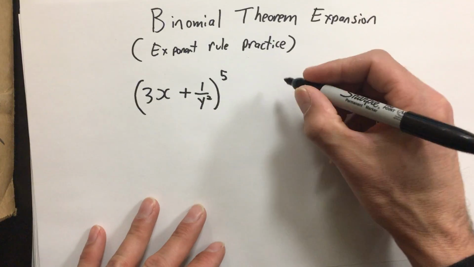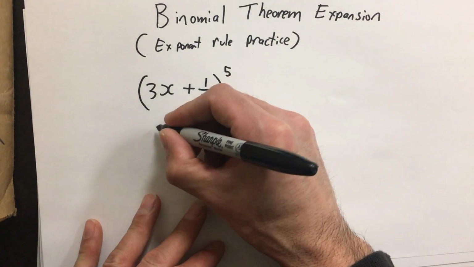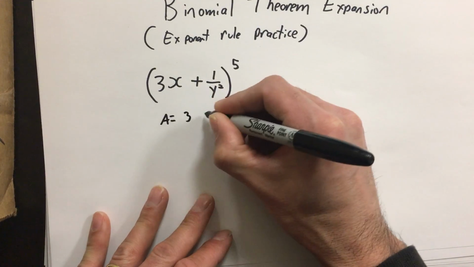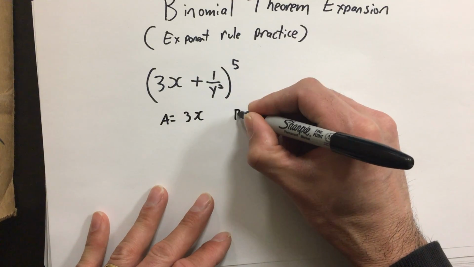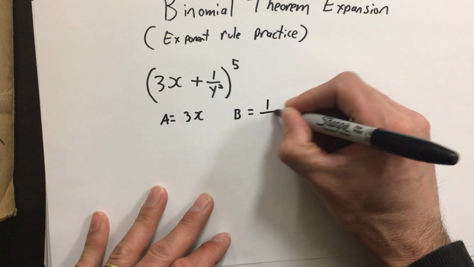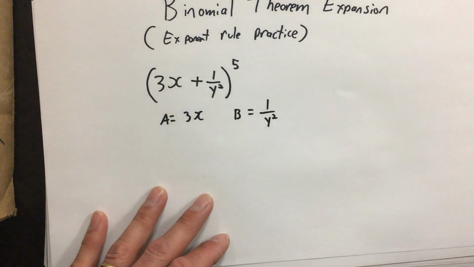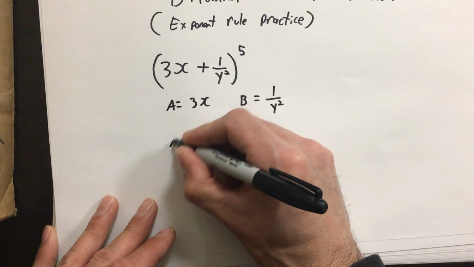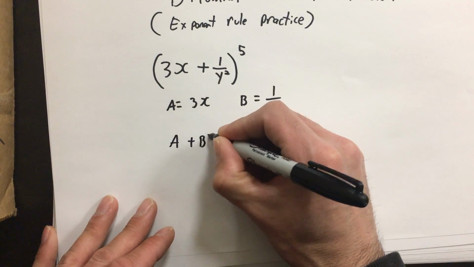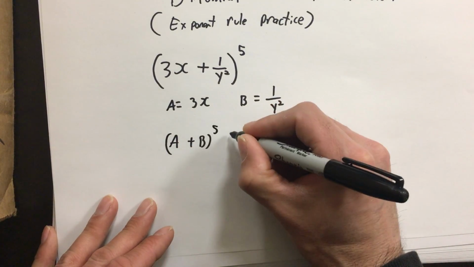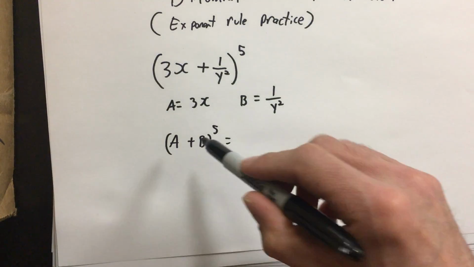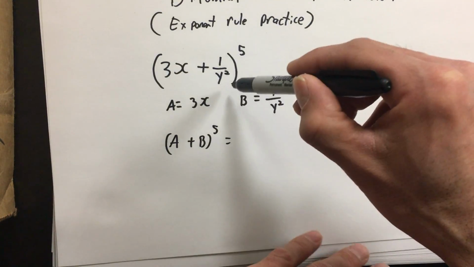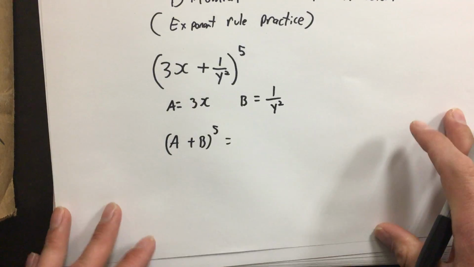So the substitution we're going to make is simple. We will say a takes the place of 3x, and b is going to take the place of 1 over y squared. So I can now say that a plus b to the 5th takes the place of 3x plus 1 over y squared to the 5th.